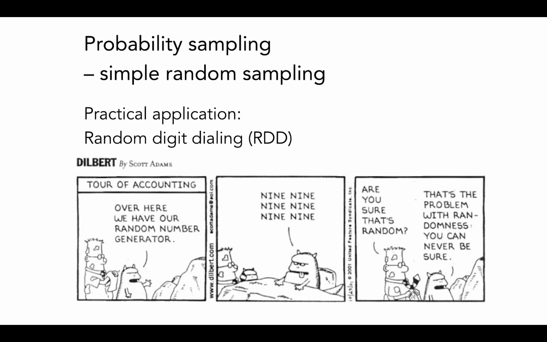Another practical application for simple random sampling is random digit dialing, which is usually used for telephone surveys. In that case, a list of telephone numbers is generated, usually when a company has all their clients' telephone numbers in databases, and then at random a couple numbers are selected, which are then called for interviews.